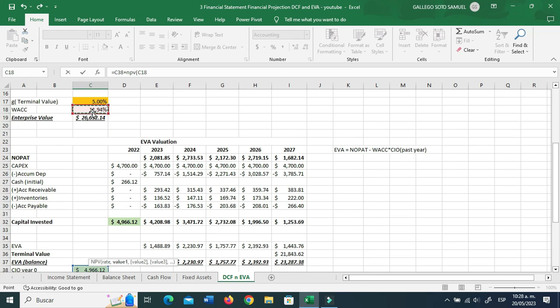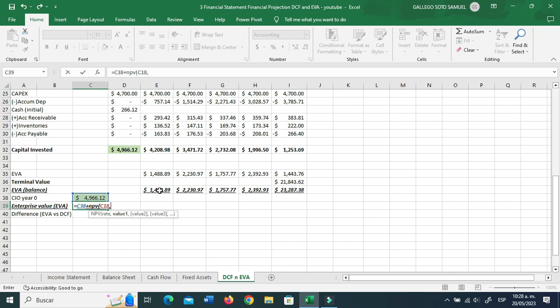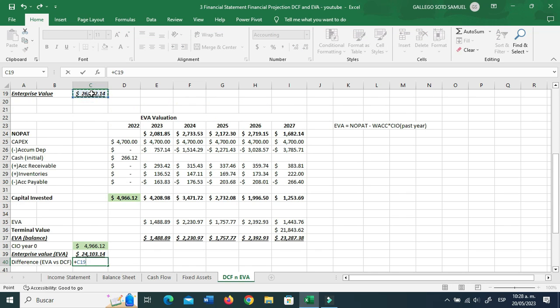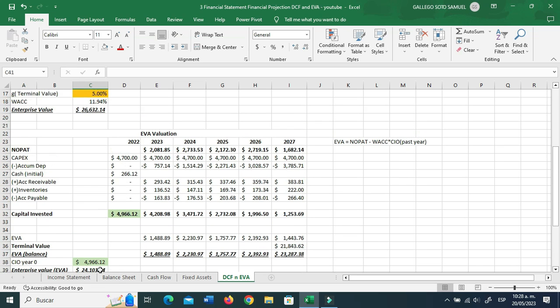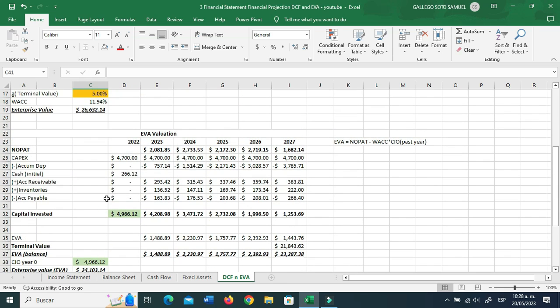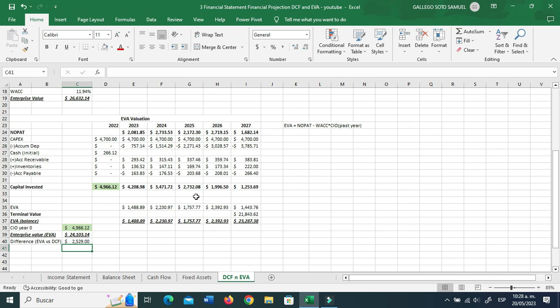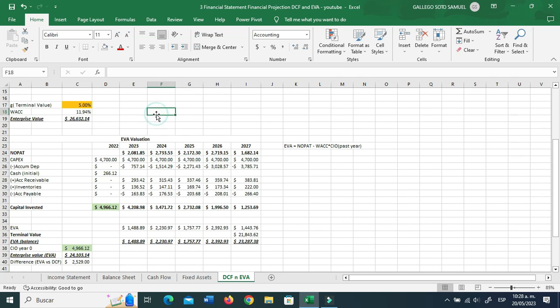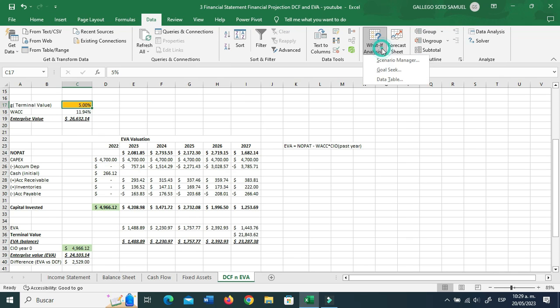So I have the capital invested in year 0, so the enterprise value or the project value right here is going to be your year 0 investment and the net present value of the economic value added. That to the very end. Here you go. Now we have a difference between the cash flow and the economic value added, which is $2,000.